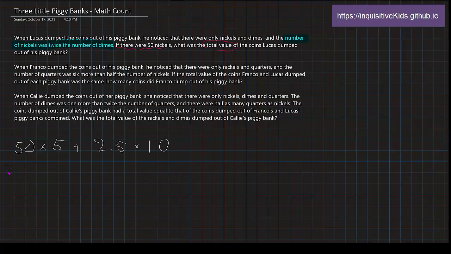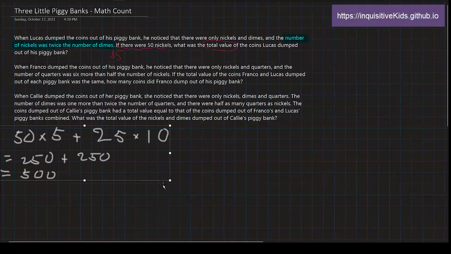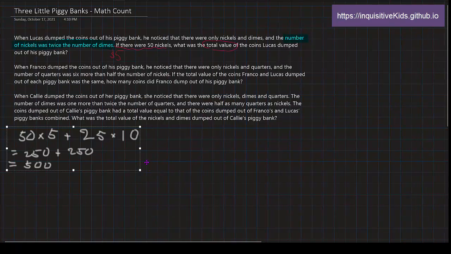Now we add. So 50 times 5 equals 250, and 25 times 10 also equals 250. After you add those two numbers, you get 500. 500 cents, or the same thing as $5. So I'm going to take that part and make it smaller a little bit so we have more room for the other problems. Okay.